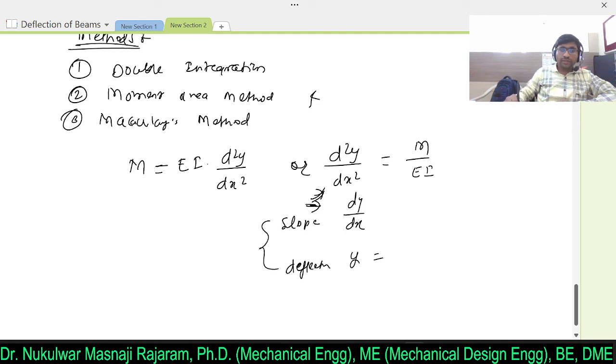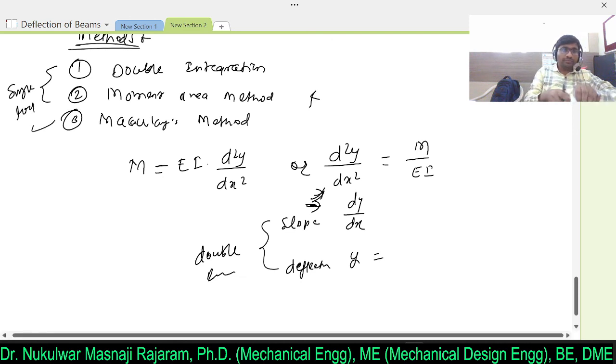So what we are doing? We are doing the double integration. That's why it is called the double integration method. Clear? These first two methods are used for a single load. If multiple loads are there, then we will go to the Macaulay method.